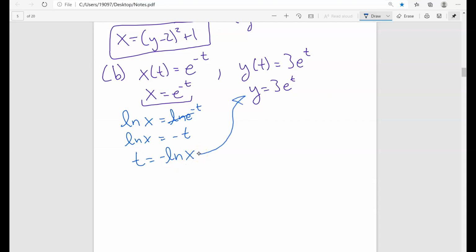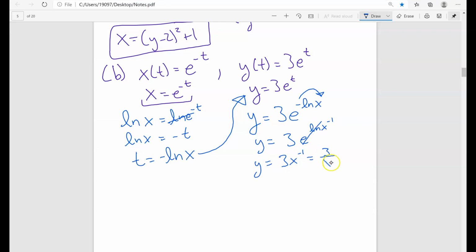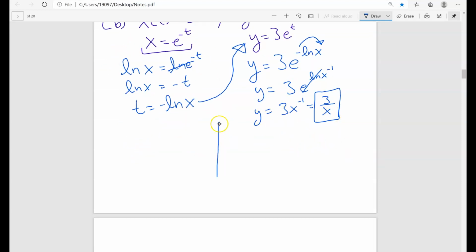And now we're going to plug it into the other one, so you're going to have y is equal to 3e to the negative ln of x. Okay, one thing that I can do is I can move this negative to the top using properties of logs. So you have 3e to the ln of x to the negative 1. Then you can kind of see that the e and the ln will go away. So then you have 3x to the negative 1, which is just 3 over x. Okay, and you will find out later on that y equals 3 over x is basically a hyperbola. That kind of looks like this.